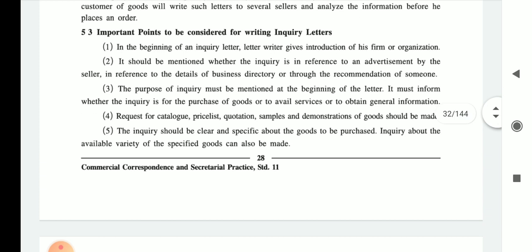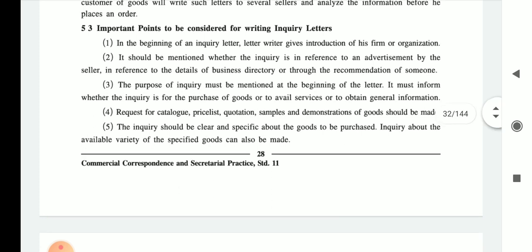Now, important points to be considered for writing an inquiry letter. What types of points should be kept in mind while writing this type of inquiry letter? First, in the beginning of the inquiry letter the writer gives an introduction of his firm or organization. See, this is the first point that you have to keep in mind while writing this type of letter: first of all you have to give an introduction about yourself in the first paragraph of the letter.